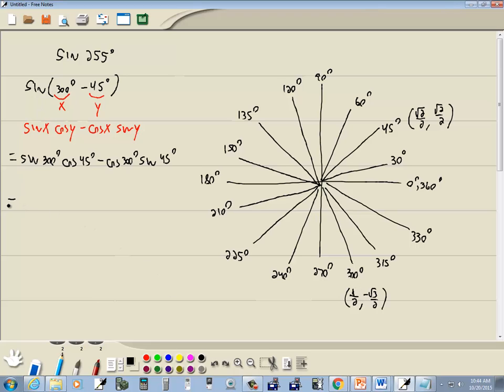Okay. So sine of 300 degrees. If we come down to 300 degrees, sine is our y part of our point, which is negative square root of 3 over 2, times cosine of 45 degrees, and cosine is the x part of our point, which is square root of 2 over 2, minus cosine of 300 degrees, cosine is the x part of our point, which is 1/2, times sine of 45 degrees, which is square root of 2 over 2.